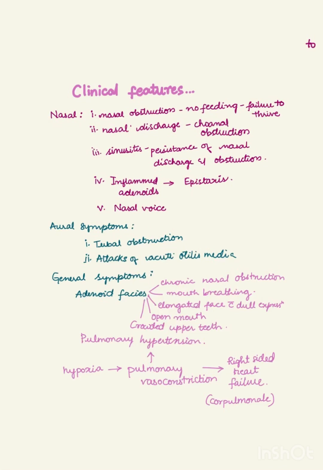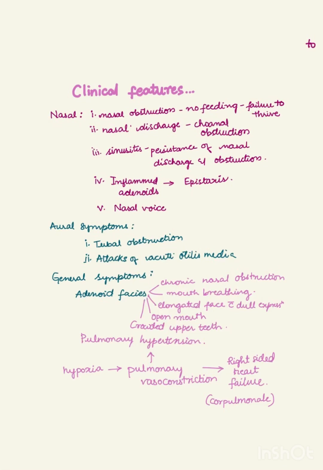Oral symptoms: tubal obstruction, which is the obstruction of the eustachian tube, and attacks of otitis media. General symptoms include having an adenoid facies, which includes chronic nasal obstruction, mouth breathing, elongated face with a dull expression, open mouth, and crowded upper teeth.